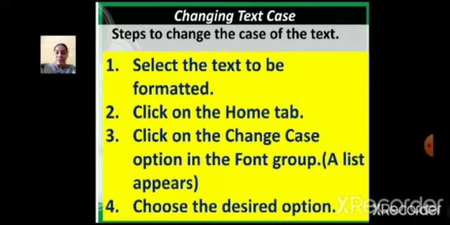So let us see the steps to change the cases of the text. In the first step, you have to select the text to be formatted. For which text you have to change the case, you have to select the text. In the second step, you have to click on Home tab. In Home tab, you have Change Case option in Font Group. So if you click on that, you get a drop down list. There you can choose the desired case. So these are the steps which is used to change the case of the text.